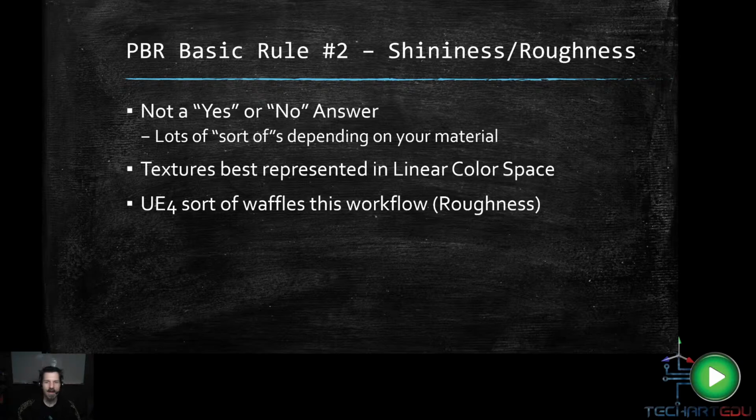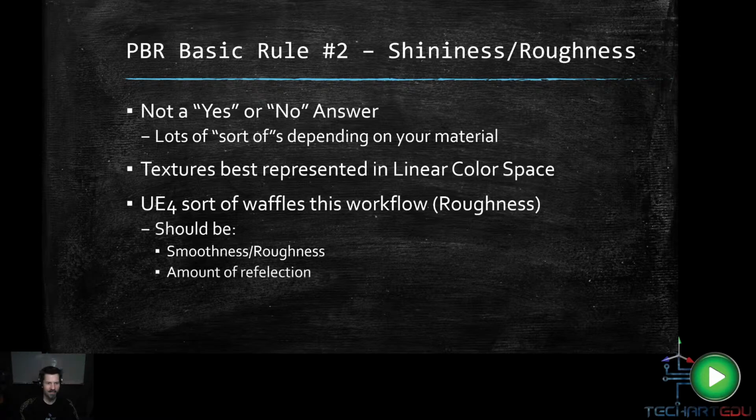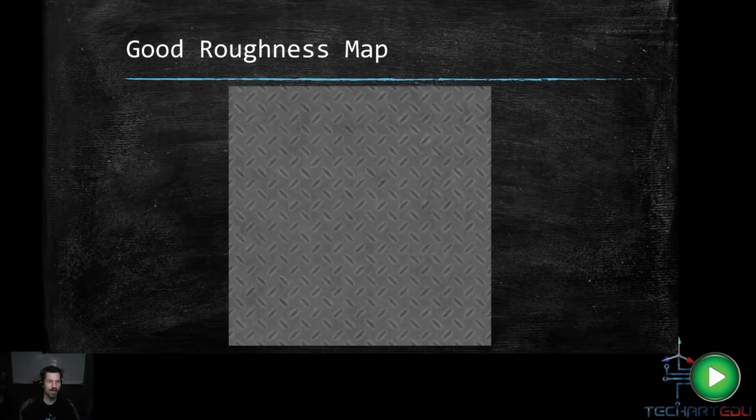Oh yeah, by the way, UE4 does use roughness, according to the slide. It covers the amount of reflection. So a roughness map looks like this. If this is going into UE4, then the roughness is white, and therefore the shininess is going to be black.